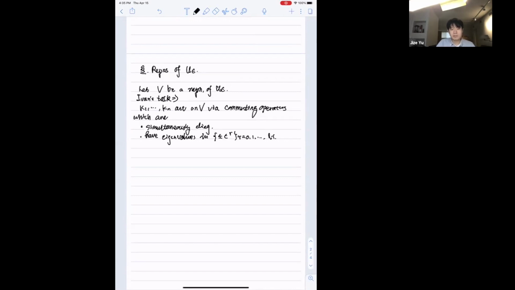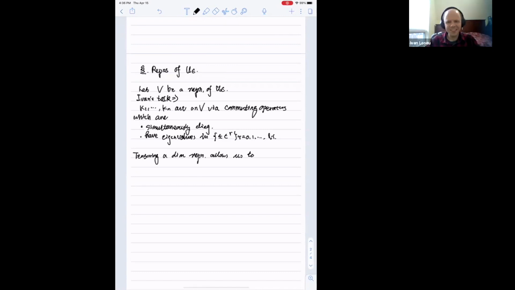So as we have seen many times in the previous talks, we can always tensor a one-dimensional representation. So tensoring a one-dimensional representation allows us to look at... You missed one. Pardon me? It's one-dimensional, not just dimensional. Yeah, tensor a one-dimensional. Thank you.